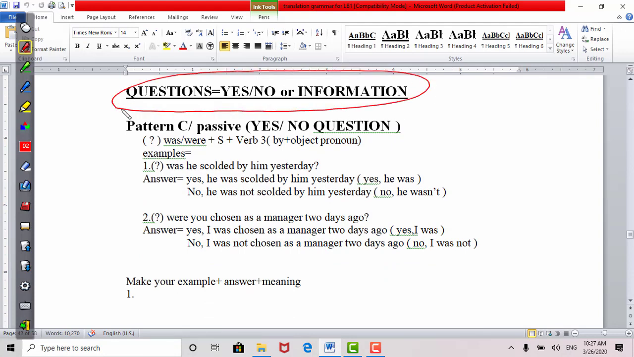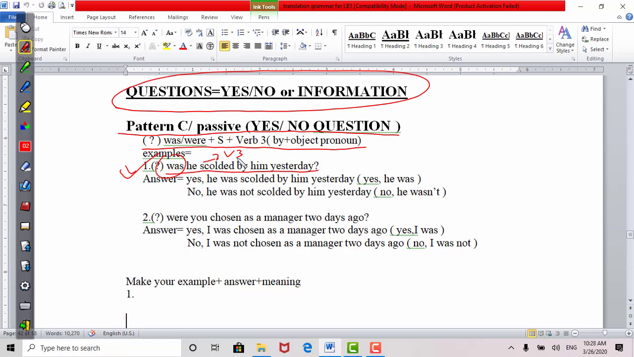Questions, yes or no, or information. Part C, passive, yes or no question. The form is was or were plus subject plus verb three plus by plus object pronoun. We make it like the question pattern before. For example, number one: Was he scolded by him yesterday? Was comes first. Scolded is verb three.